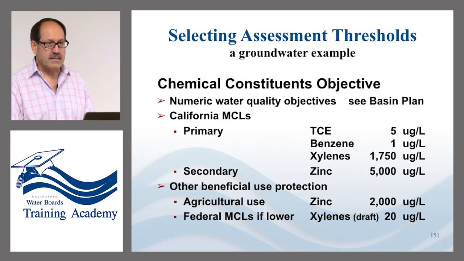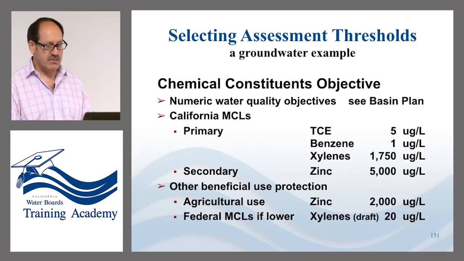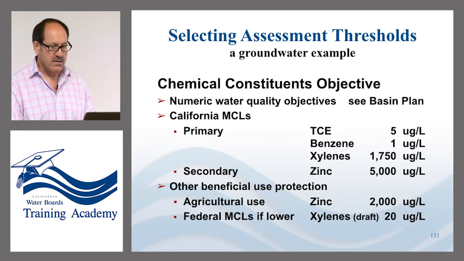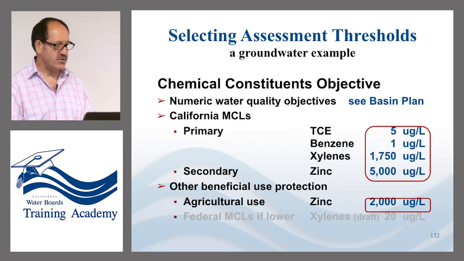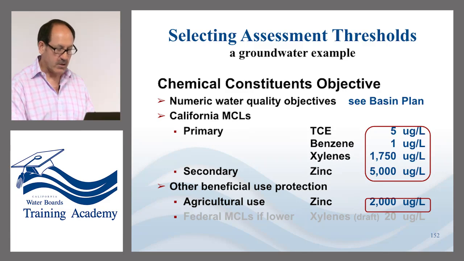There actually is a draft federal MCL for xylene, a secondary MCL, that is lower at 20. But it was never finalized. Don't use it. So of those numbers, these are the ones we're going to write down, including what we found in our basin plan as a numeric objective.